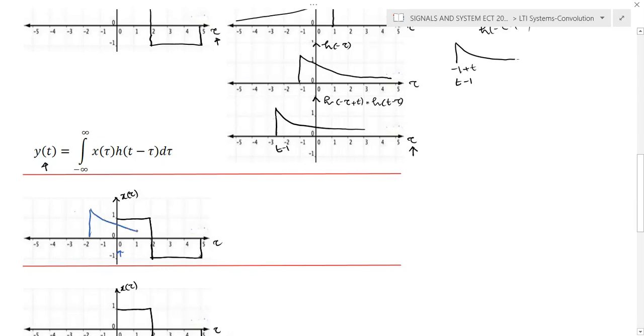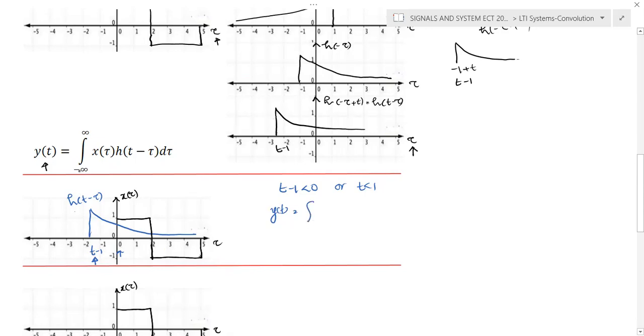This is the case where the starting point of the signal is t minus 1. This is the signal h of t minus tau. So assume that this t minus 1 is less than 0, because 0 is here and this is t minus 1. And t minus 1 is less than 0, or you can write t less than 1. For this particular interval, we need to evaluate the integral equation y of t.